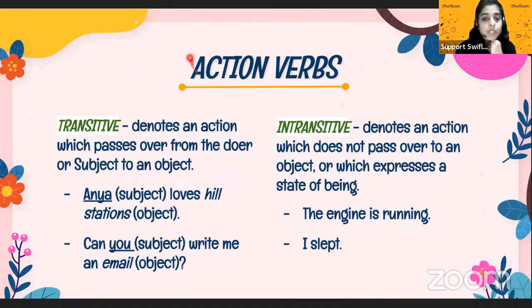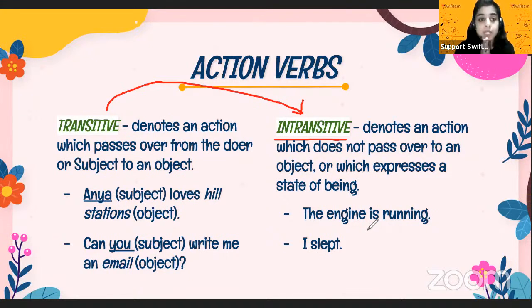Now, let's talk about intransitive verbs. After transitive verbs, let's talk about intransitive. So see, as you can read from the word itself, intransitive. In means opposite to transitive. Here you don't need an object to complete your sentence. Please mind my words and keep them in your mind. We don't need an object here, just like we needed an object in hill station and email. Here we don't need an object to complete the sentence. It denotes an action which does not pass over to the object.